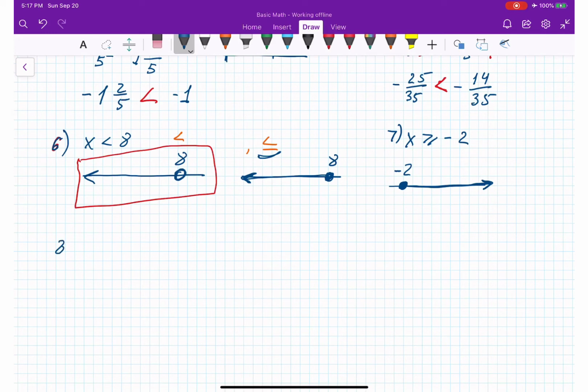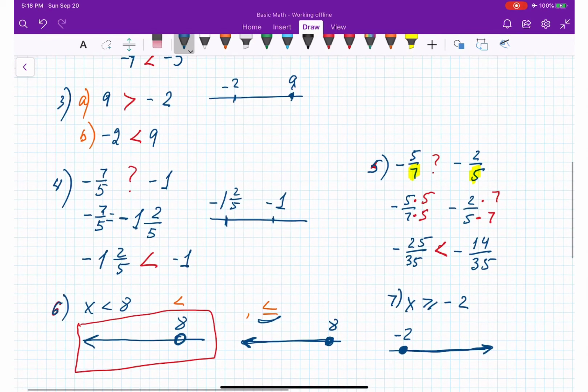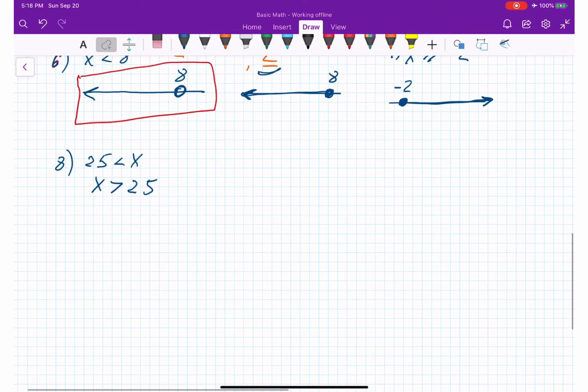Now this one is tricky. 25 is less than x. That means x is greater than 25, right? Remember at the beginning how we flipped right here. See that? We flipped here, right? And flipped the sign. Same thing here. 25 is less than x. That means x is greater than 25. And in the graphing, if this is my 25, it's going to be an empty circle, and the graph is going to come this way.